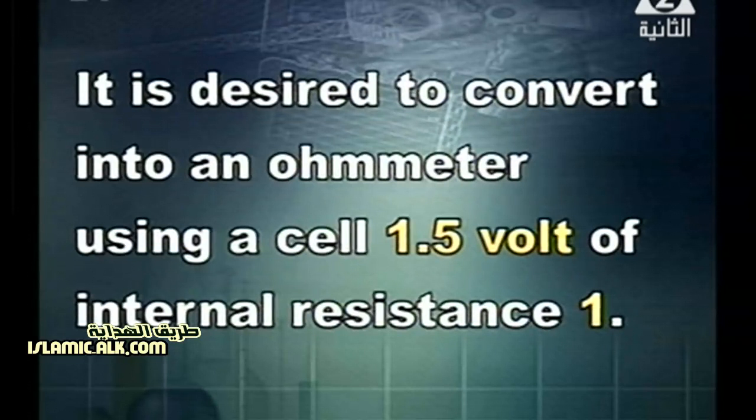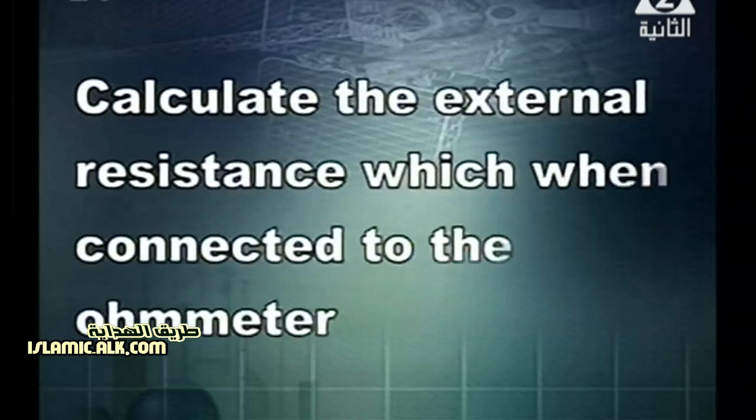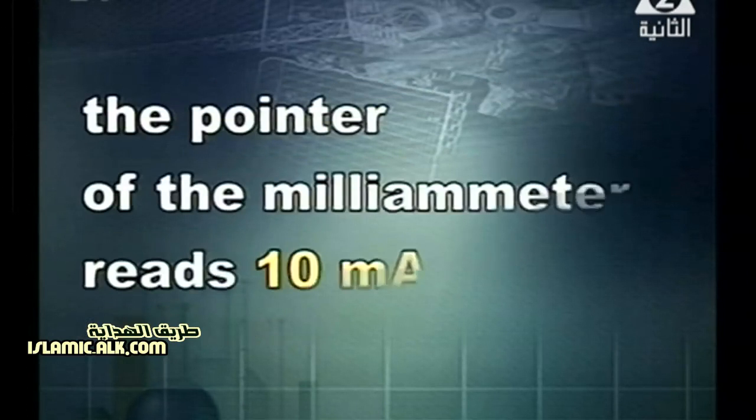It is desired to convert it into an ohmmeter using a cell 1.5 volt of internal resistance 1 ohm. So the cell has an EMF of 1.5, and its internal resistance is 1 ohm. Also, we want you to calculate the external resistance which, when connected to the ohmmeter, makes the pointer of the milliammeter read 10 milliampere. We'll take it one by one.